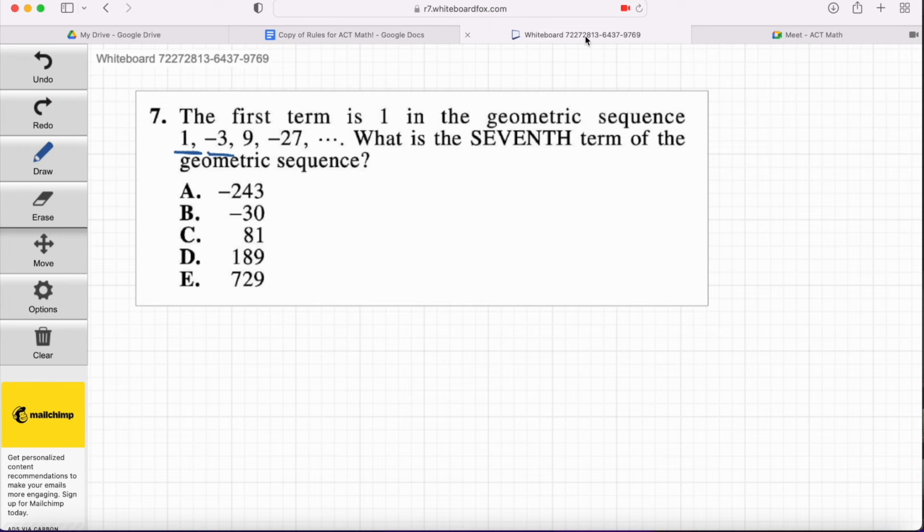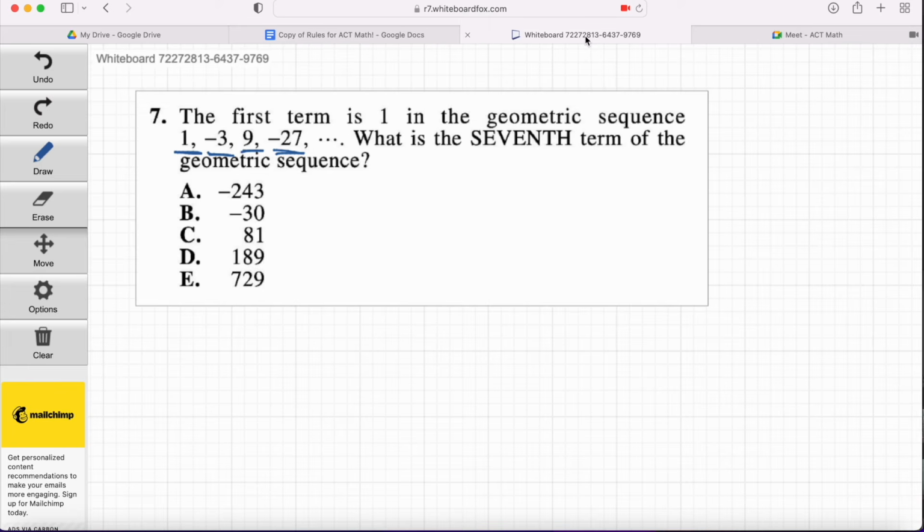Yes. And then we multiply -3 by that same number, and it gives us 9. And then we multiply 9 by that same number, and we get -27. Do you have any idea what that number is that we're multiplying all these terms by? -3, right? You just know it logically.